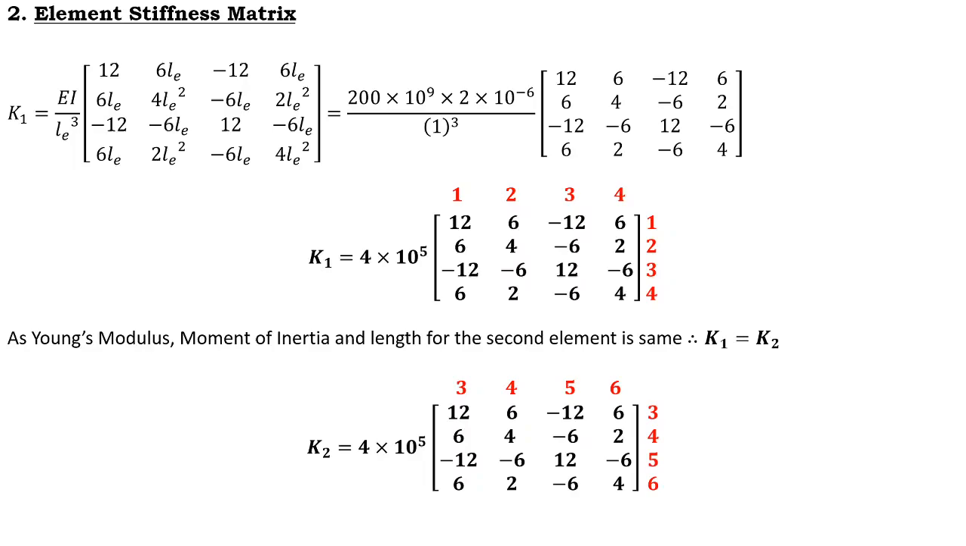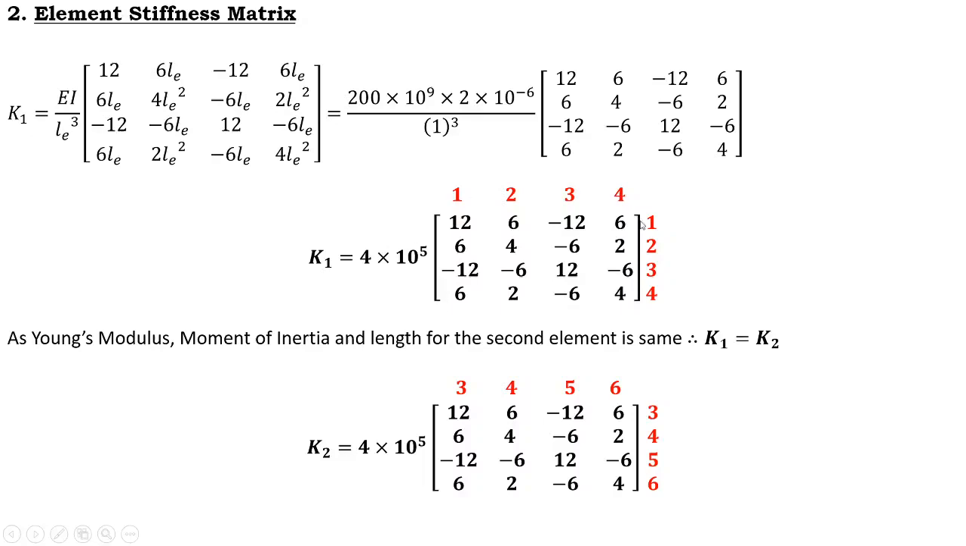Now I need to assemble these two stiffness matrices to get the global stiffness matrix. That is my third step. Both K1 and K2 are 4 cross 4 matrices with 3 nodes. Therefore at each node I will have 2 displacements, so in total there are 6 displacements. Therefore my global stiffness matrix is 6 cross 6. So I need to write 1 2 3 4 up to 6 horizontally, and similarly 1 2 3 4 5 6 vertically.